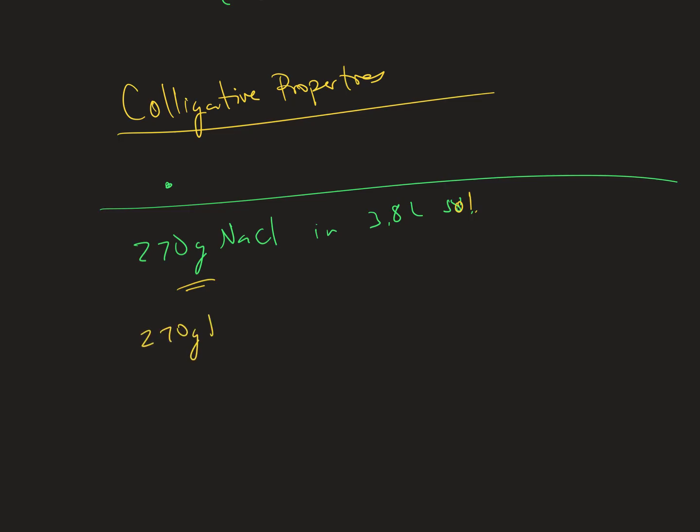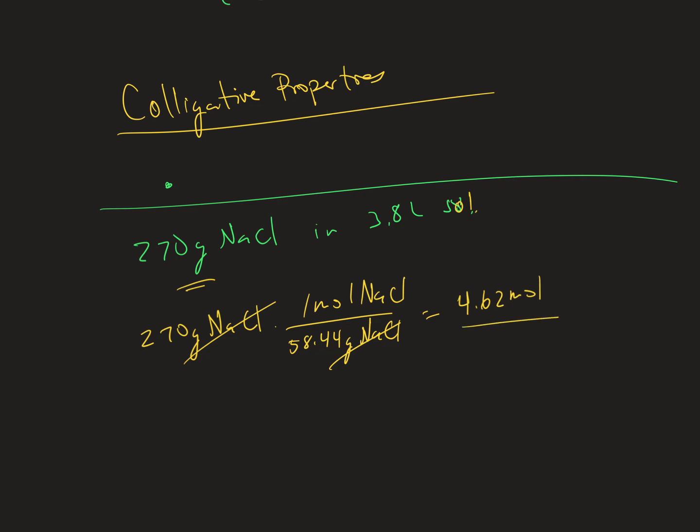270 grams of sodium chloride. And the molar mass of sodium chloride is 58.44 grams of NaCl to 1 mole of NaCl. So grams goes away, leaving us with moles. And what do we get? 4.62 moles. You with me? Okay, now I know my moles. I'm going to divide that by my liters, 3.8 liters of solution. And this gives me my molarity.